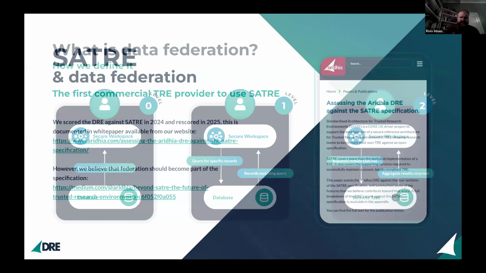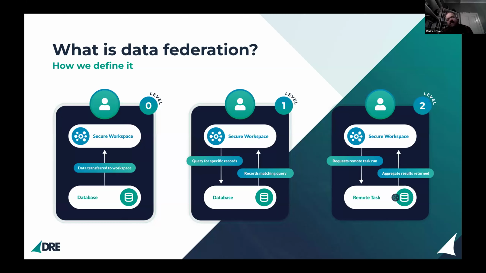Yes, so how do we define data federation? This is what Eoghan was talking about earlier. And as I said, we pretty much have inherited this wholesale from the Common API. So we define federation as 3 levels. Level 0 is no federation. That's the workflow that I just described through the DRE. A user requests access to a data set, and when access is given, they just transfer an open copy of that data set into their workspace where they can perform their analysis. That's level 0, no federation.